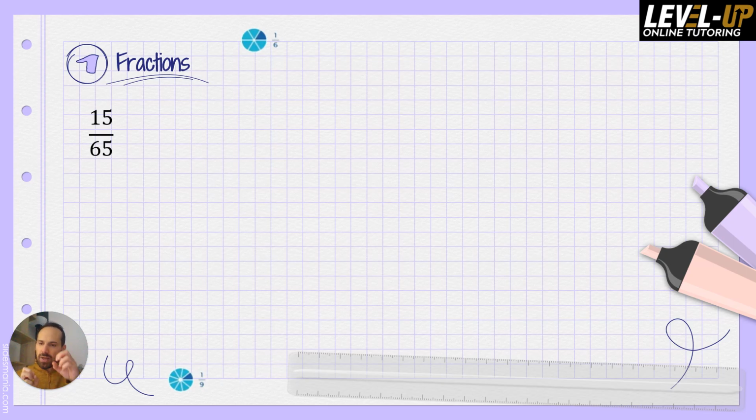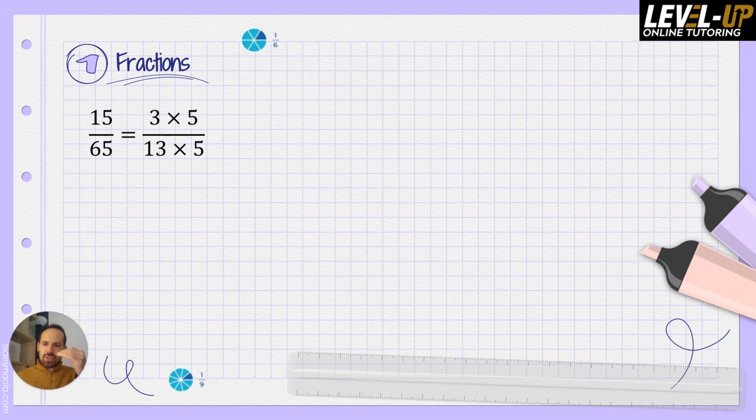And what we mean by simplify is we want to try and make those numbers smaller, because at the moment they're bigger than they need to be. So what we do is we try and break up the numbers into factors and find a common factor between the two. So 15 we can put as 3 times 5. 65 we can put as 13 times 5. And you see there's that common factor of 5.